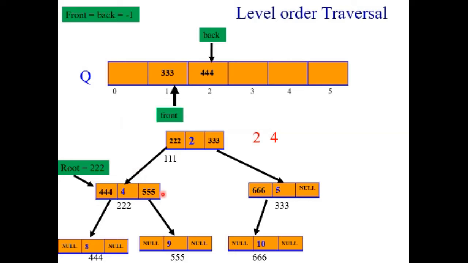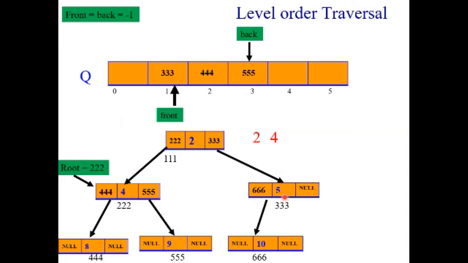Then look at the right link of this node number 4. It is not equal to null. It means it has a right child. What is the right child address? That is 555. The right child address of this node number 4 is pushed into the queue. That is why we increment, then insert the address of the right child. Now we're done with the node 4. Now I have to do the front operation. So I am done with the first node.